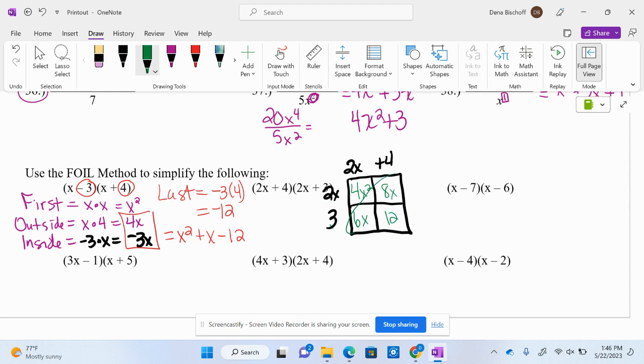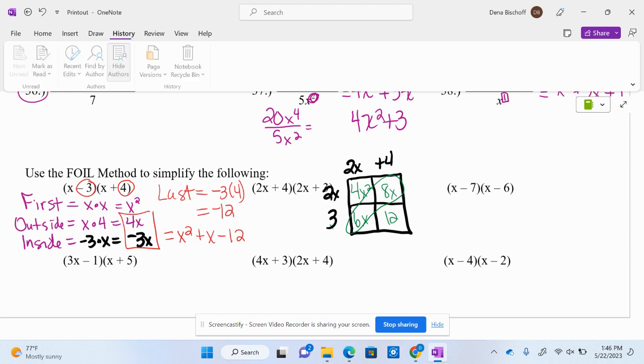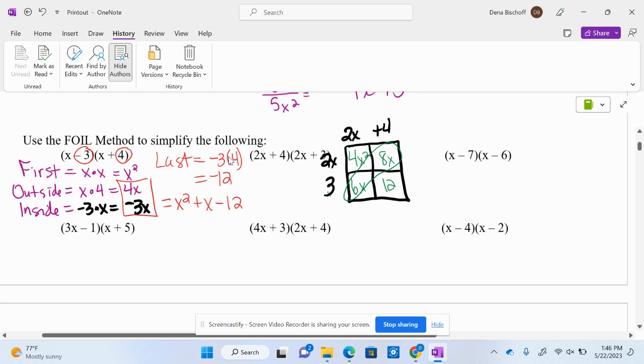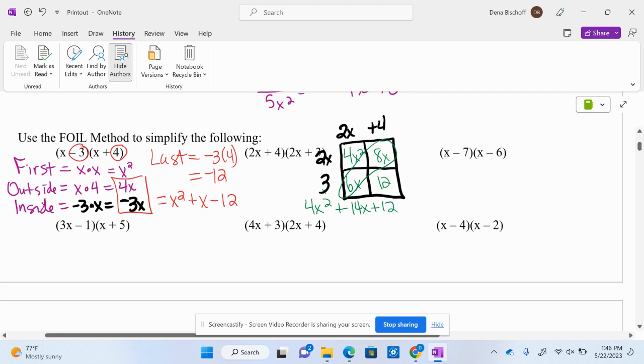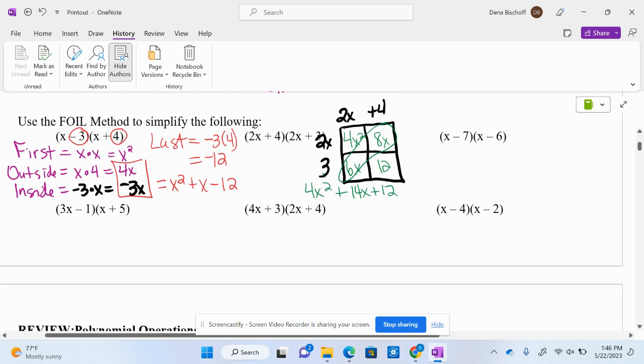And we said we could almost always do what with that diagonal? Yeah, combine those. Because they're both positive, we are going to add them. So we end up with 4x squared plus 14x plus 12. Okay, so pick any other problem. I don't care which one, and just do it. I'm going to freeze the screen, and then you can check your answers in 2 hot seconds.